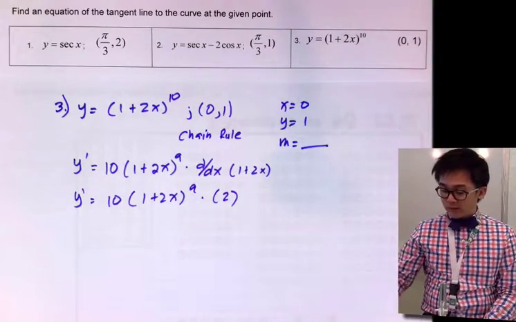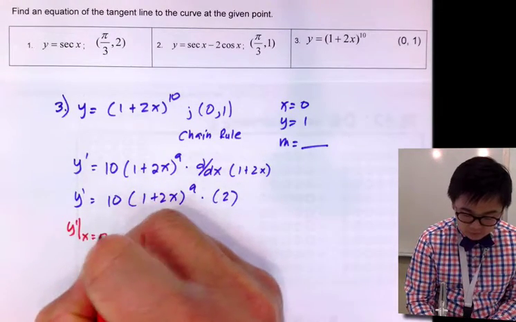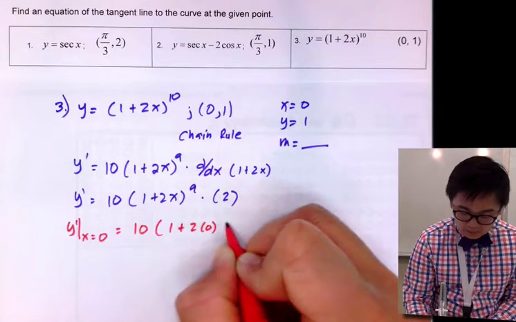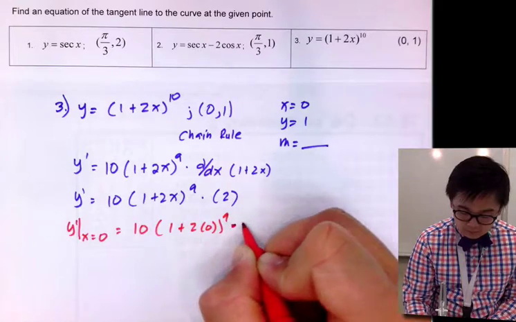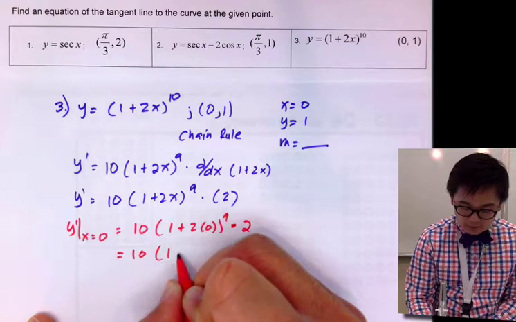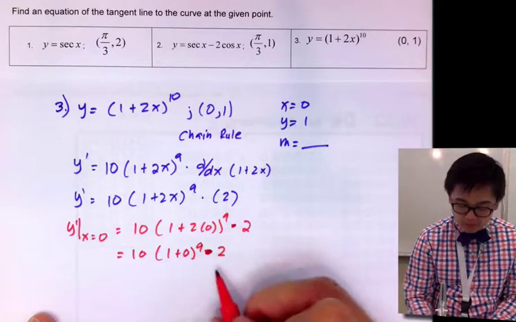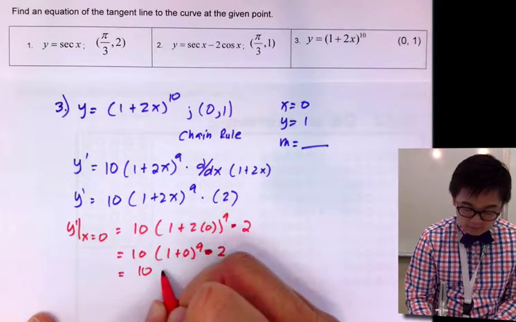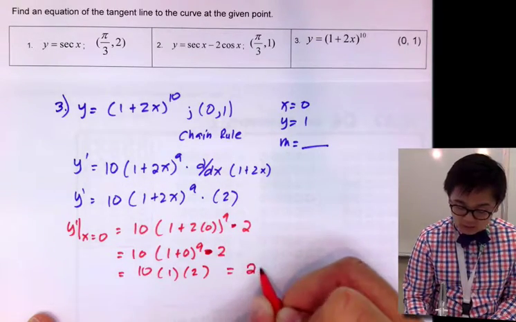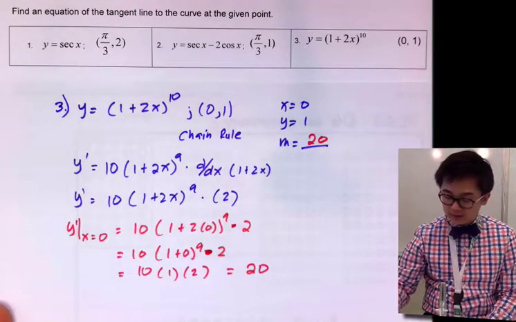So now that we have our derivative, let's go ahead and evaluate the derivative at x equal to 0. So we'll have 10 times (1 plus 2 times 0) raised to the 9th multiplied by 2. And we'll have 10 times (1 plus 0) to the 9th multiplied by 2. And we'll have 10 times 1 multiplied by 2, which gives us 20. So the slope of our tangent line is 20.